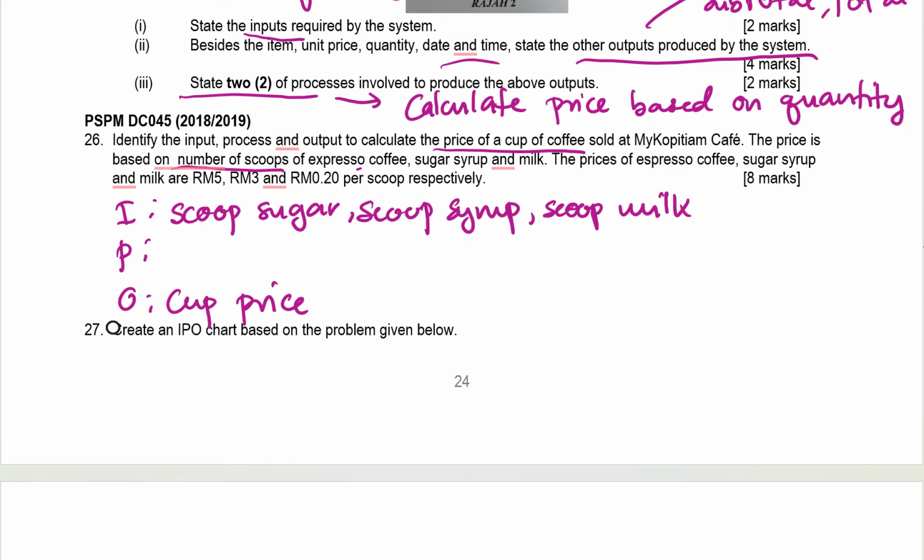As I told you before, the 5 ringgit, 3 ringgit and 20 cents is a fixed value. You don't have to write it in the input. What is the difference between the customers for the cup of coffee price? It is the number of scoop. Number of scoop for what? For sugar, syrup and milk. That's why you have to write scoop sugar, scoop syrup and scoop milk. If you want to write in full sentence, number of scoop sugar, comma, number of scoop syrup, comma, and number of scoop milk is better.